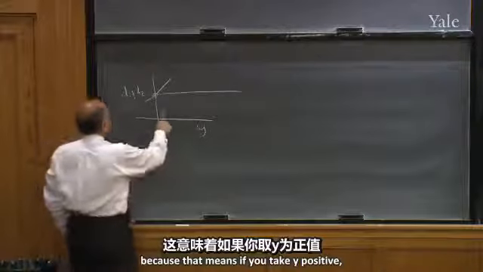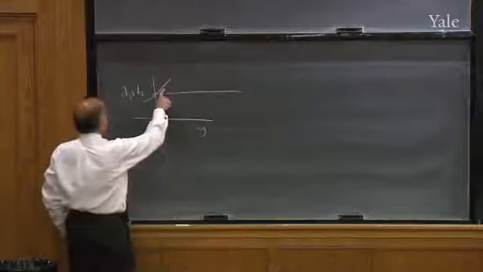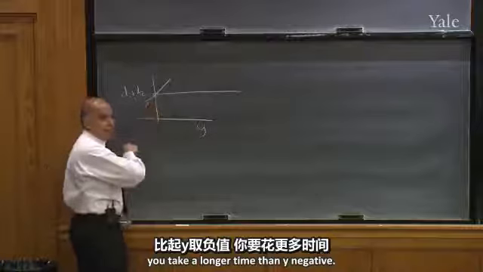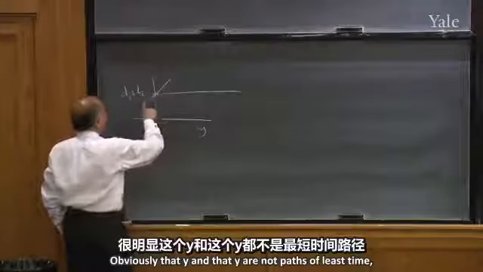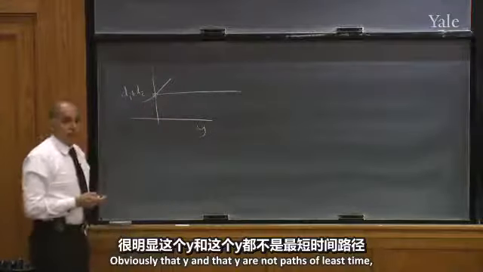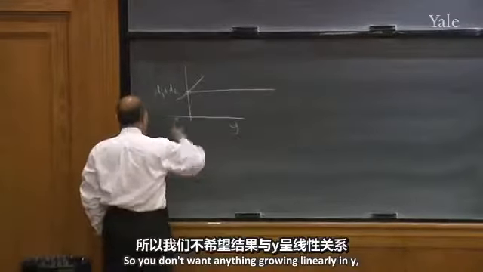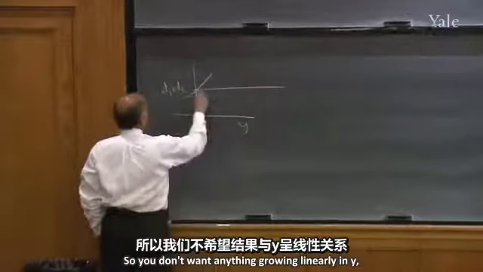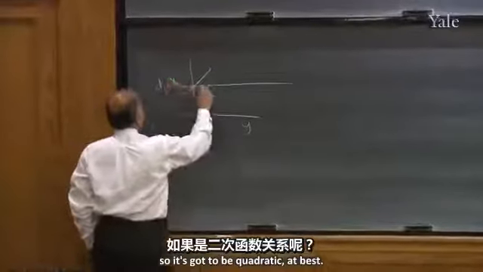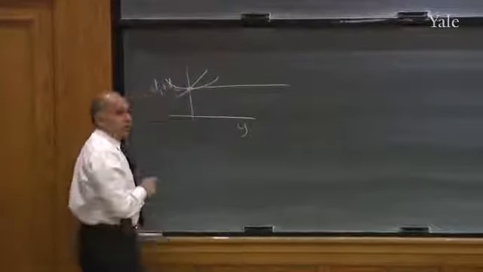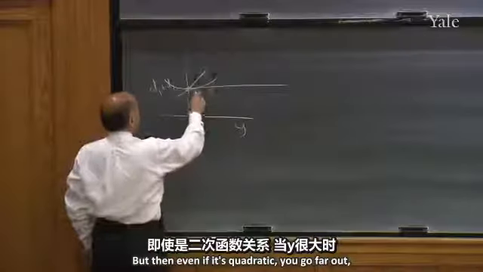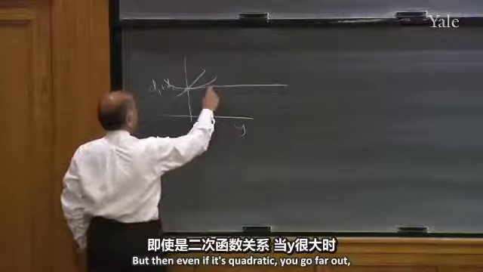Because that means if you take y positive, you take a longer time than y negative. Obviously, that y and that y are not paths of least time, because one is clearly taking less time than the other one. So you don't want anything growing linearly in y. So it's got to be quadratic at best. But then, even if it's quadratic, you go far out, you can see that the answer depends on y.